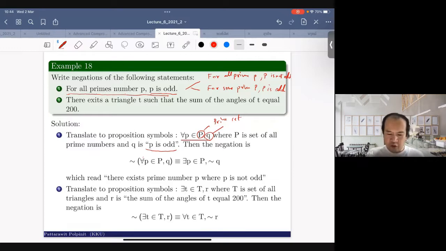Okay, so what we have is the negation of for all p in the set of prime numbers, q. As we know, for all we switch to for some, and q we switch to the negation of q. So we have there exists p that is not odd. So there exists a prime number p which is not odd. That's the negation of the sentence, right?